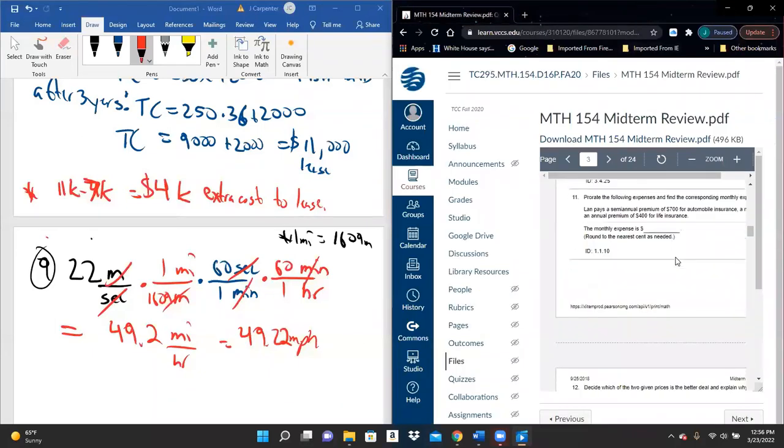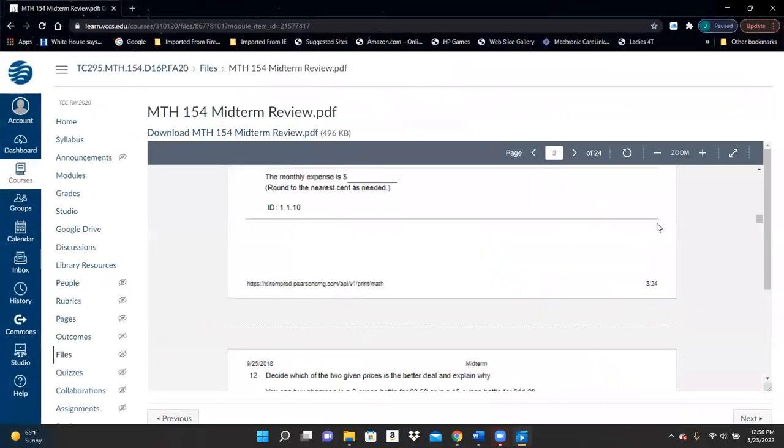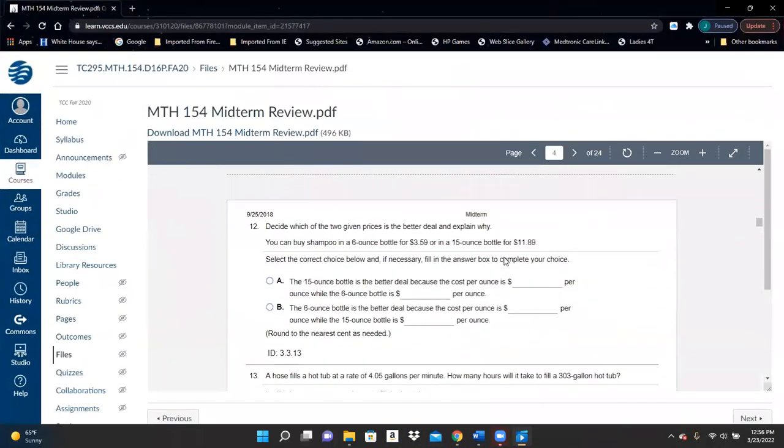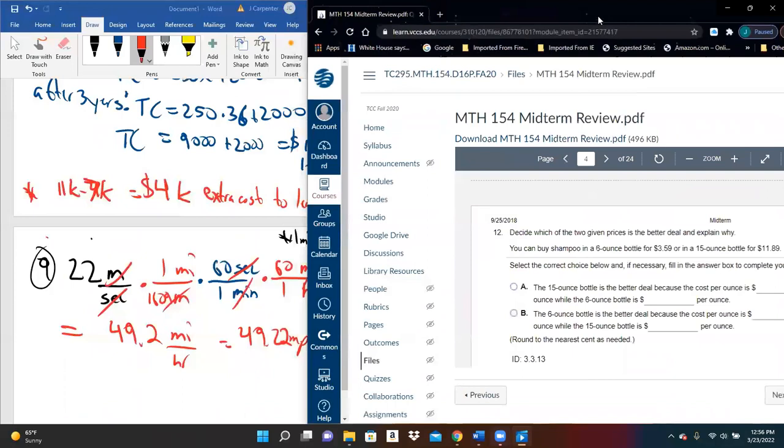All right, we're skipping 10, we're gonna skip 11. 12, cost analysis. We'll do this one and then we'll get to 15, and then we'll start working our way to 30.